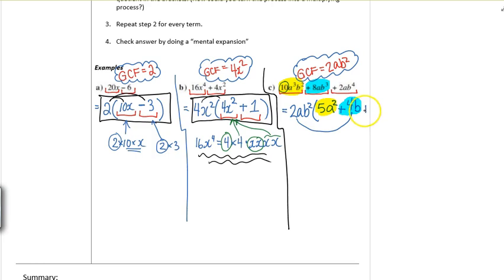Last but not least, plus, because this is a plus right here. Now, I brought the 2 to the front, so that's gone. I brought the a to the front, so that's gone. I took 2 of the b's to the front, and what's left behind? Just a b squared.